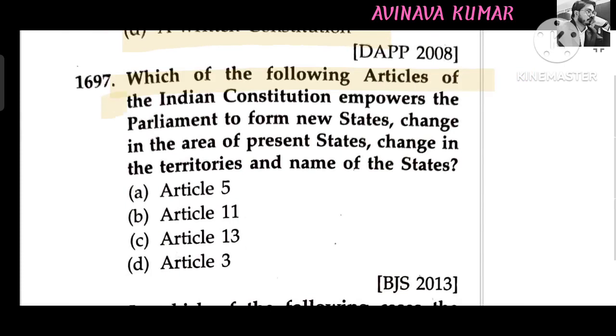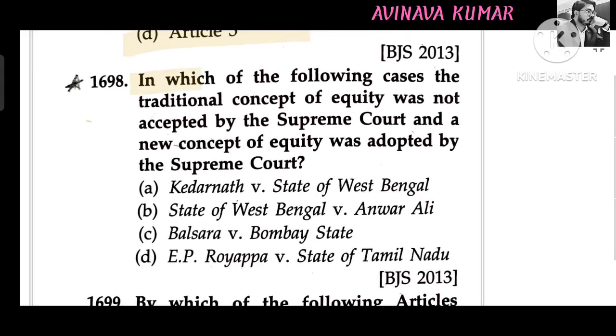Which one of the following articles of the Constitution of India empowers Parliament to form a new state, change the area of present states, and change the names of the states? Article 3. In which one of the following cases was the traditional concept of equality not accepted by the Supreme Court and a new concept of equality adopted? E.P. Royappa versus State of Tamil Nadu.